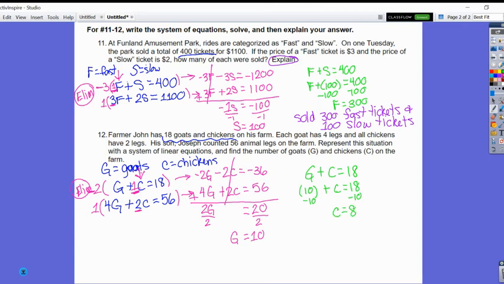Now, remember to explain your answer. What does this tell me? On the farm, there are 10 goats, because that's what G meant, and we have 8 chickens, because that was what C represented.